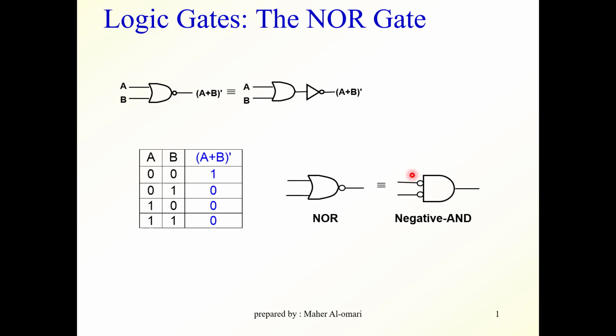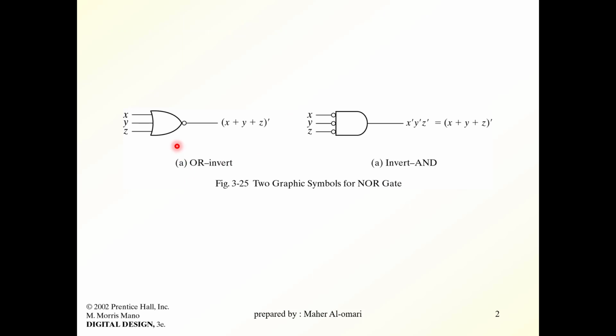Because here, if we put an A, it's inverted here, and a B is inverted here. So what we have here is A bar ANDed with B bar, which is equal to this after applying De Morgan's theorem. This here is a 3-input NOR gate, the output of which is equal to (X or Y or Z) complemented, which is the same as the inverted AND. We have X bar ANDed with Y bar ANDed with Z bar.